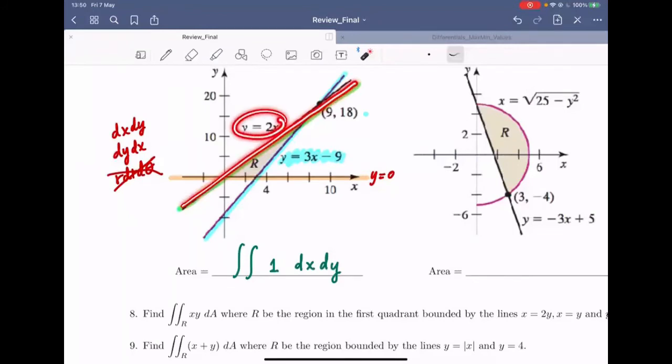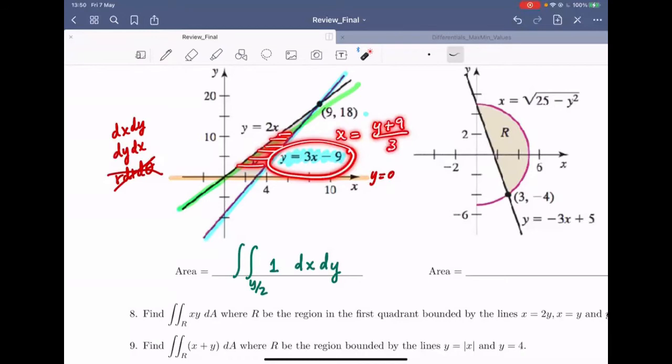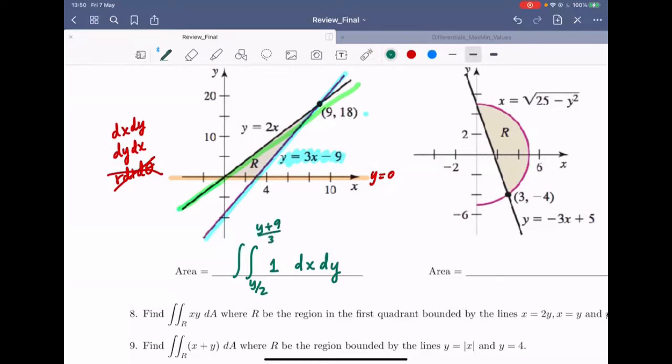Okay. And then x gonna be from the green line here, which is x equal to y over 2, because you already simplify it. So y over 2 here. And then on the right hand side, it's gonna go to the blue one, which you have to reverse this thing. This is x equal to y plus 9 over 3. And y going to be the range that you make a horizontal cut, which is going to be y equal to 0 to y equal to 80.